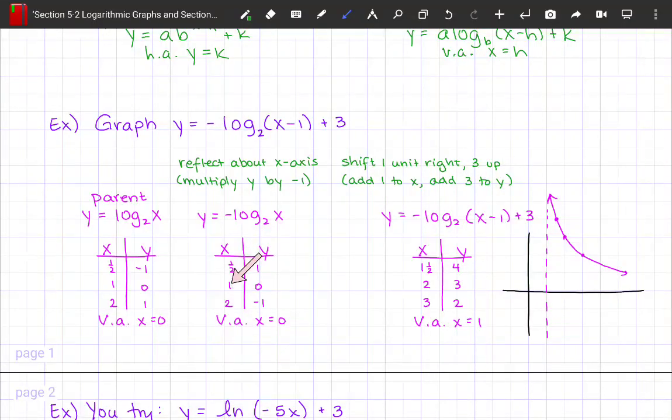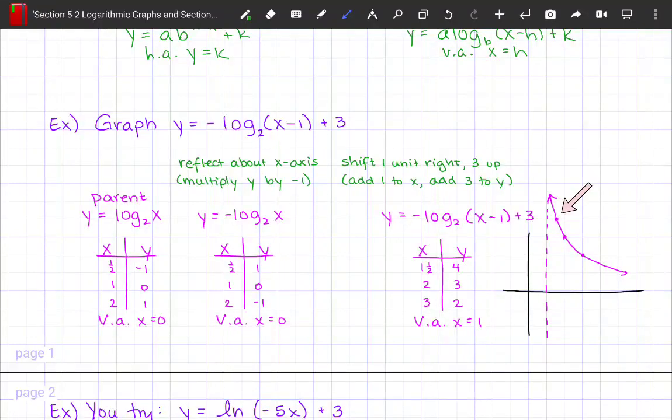So all of these x values, including the asymptote, I added 1. And all of these y values, I added 3. And then I just plotted everything. So vertical asymptote, x equals 1, right there. And the point 1.5, 4.